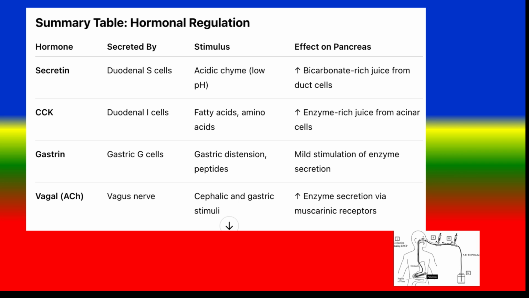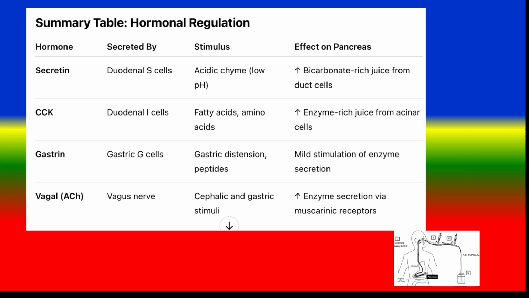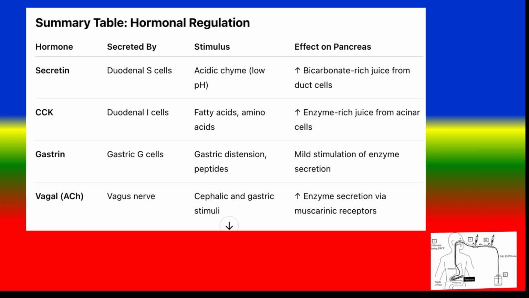CCK, duodenal I cells, fatty acids, amino acids, enzyme-rich juice from acinar cells. Gastrin, gastric G cells, gastric distension, peptides, mild stimulation of enzyme secretion. Vagal, vagus nerve, cephalic and gastric stimuli, enzyme secretion via muscarinic receptors.